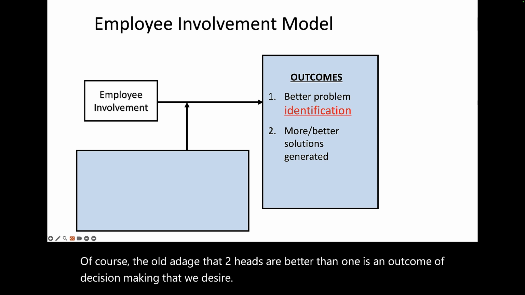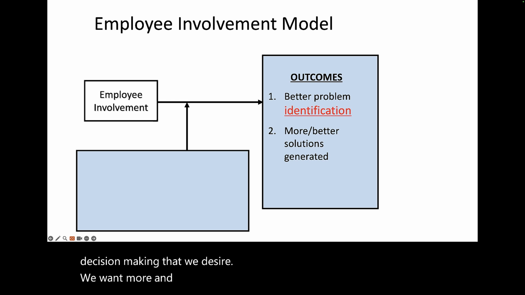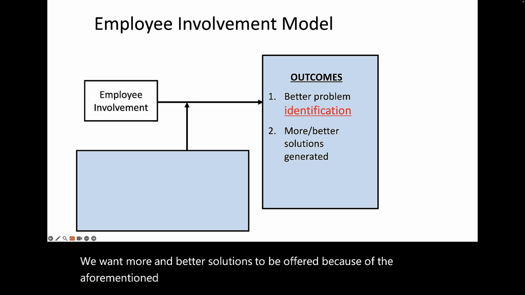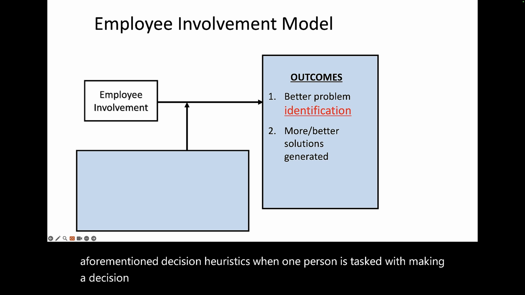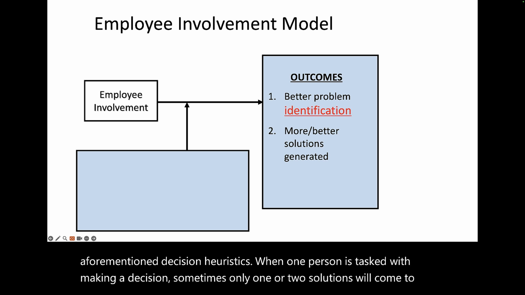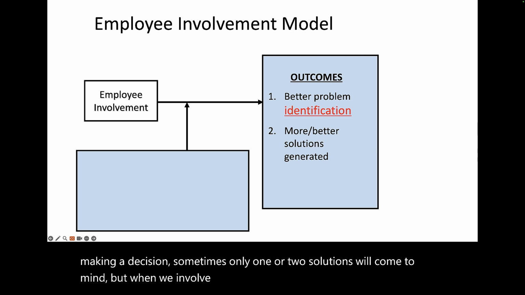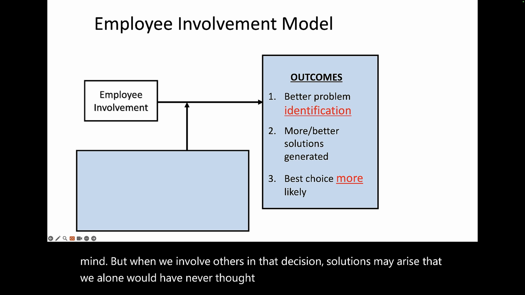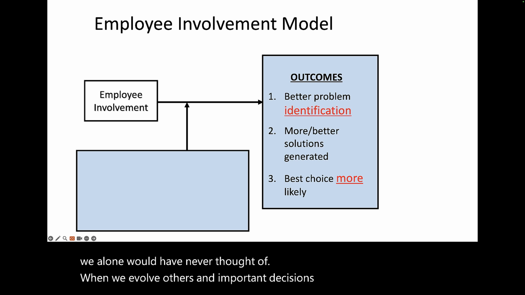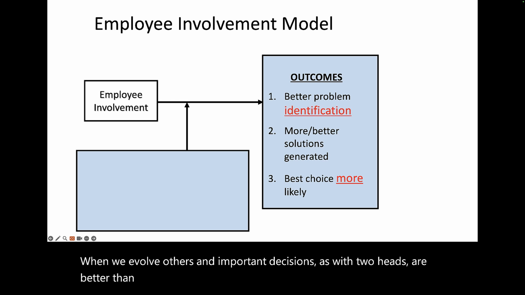Because of the aforementioned decision heuristics, when one person is tasked with making a decision, sometimes only one or two solutions will come to mind. But when we involve others in that decision, solutions may arise that we alone would have never thought of. Well, when we involve others in decisions, as with two heads are better than one, the greater the number of solutions, the higher the likelihood that we choose the best solution.